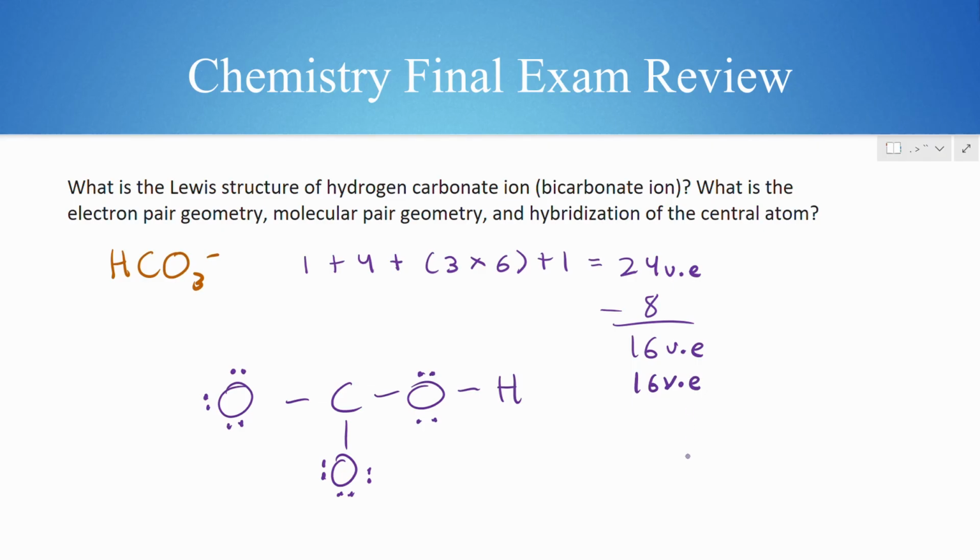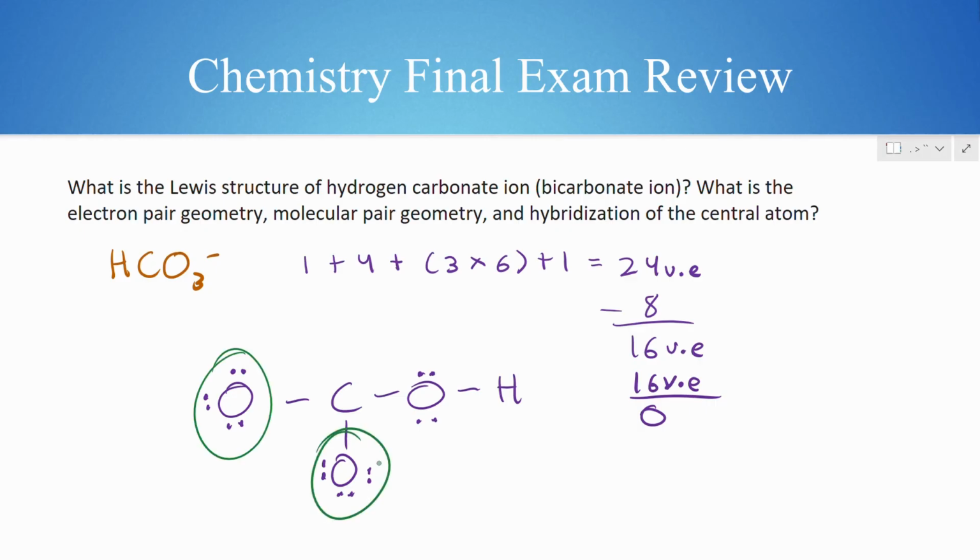Now we're going to check the octets. The oxygens with their lone pairs are fine, and this oxygen is fine because it has 2 shared pairs and 2 lone pairs. The hydrogen is fine because it only makes 1 bond. But the carbon is not fine. It only made 3 bonds, which is 6 valence electrons instead of 8, and we know that carbon really follows the octet rule. So what we need to do is make a double bond from one of the oxygens.